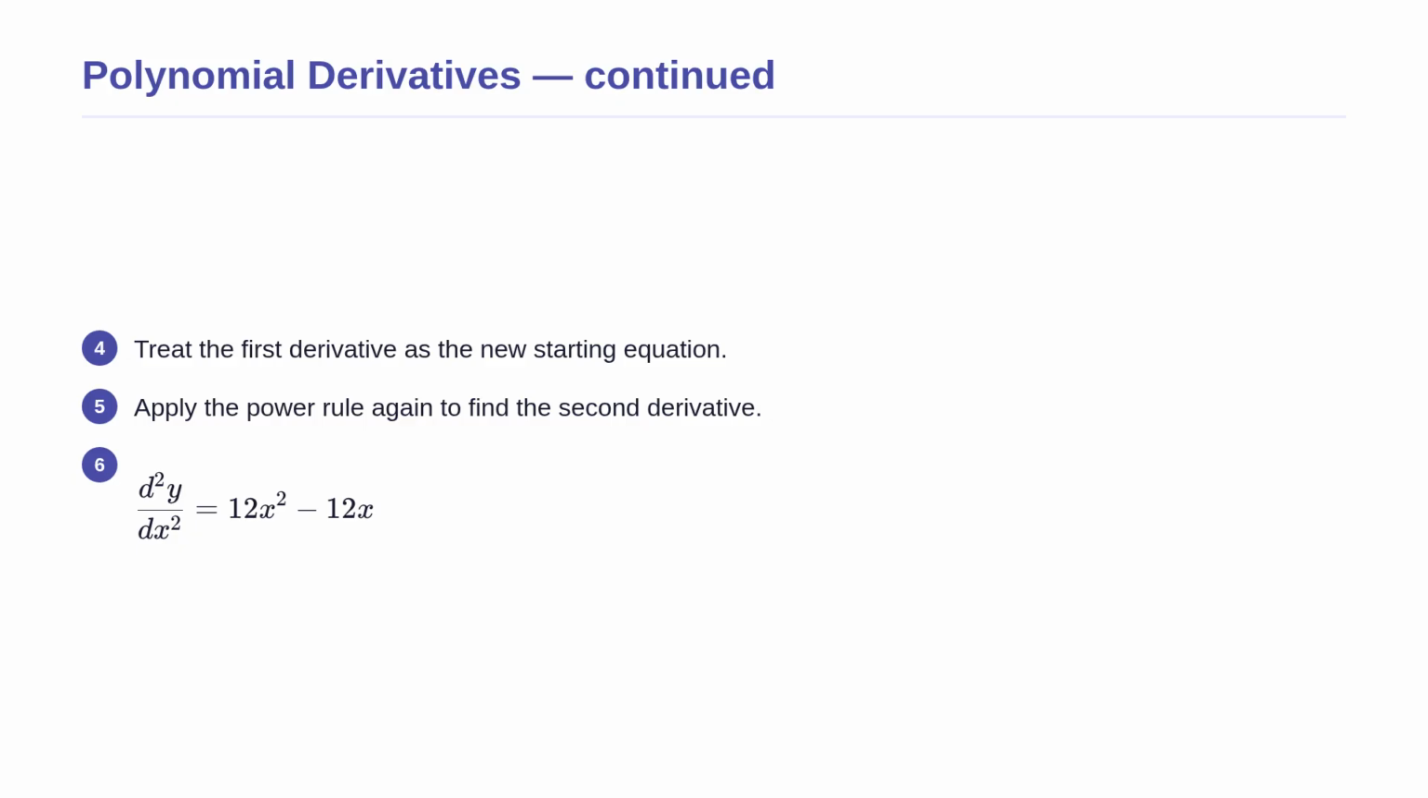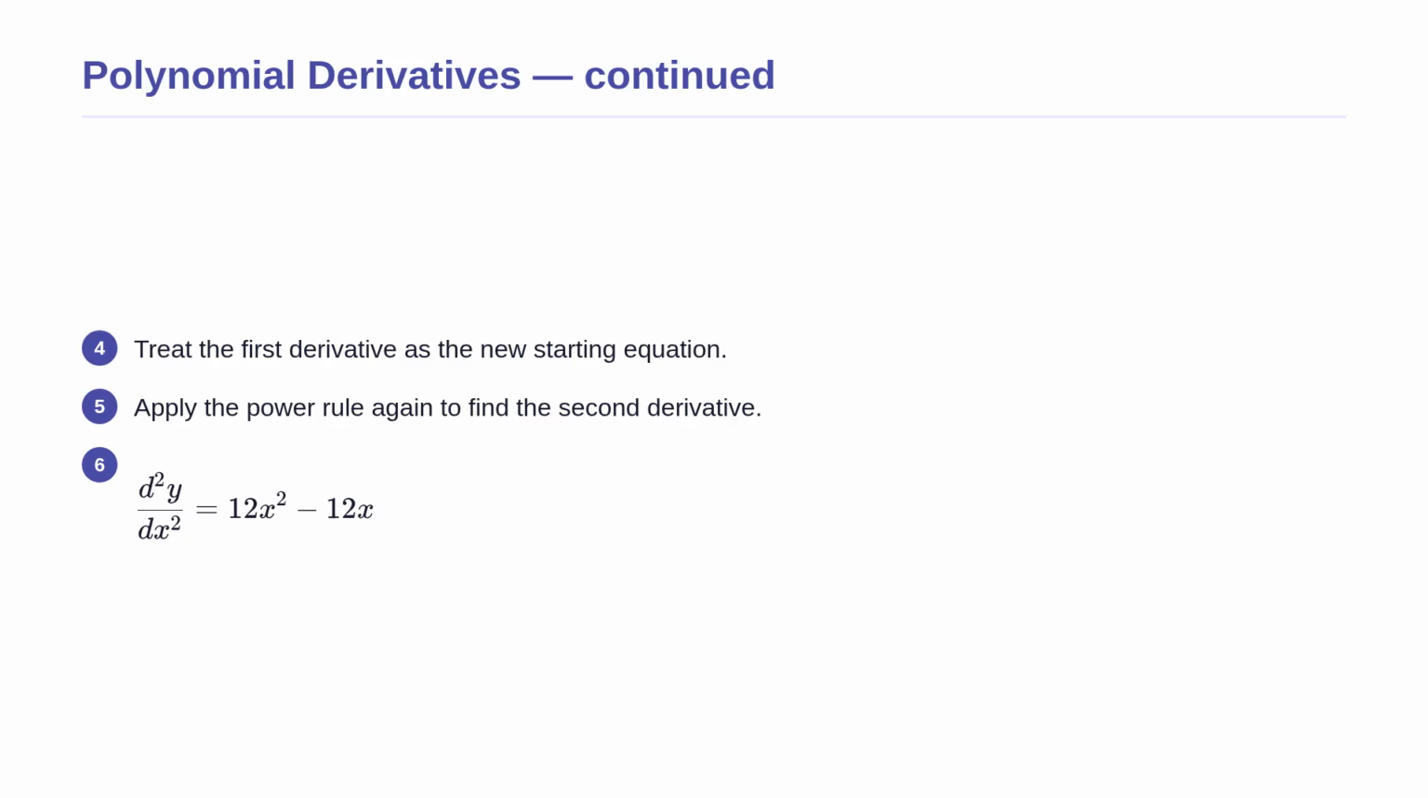Continuing from our first derivative, we now want to find the second derivative. To do this, we treat our new equation, 4x cubed minus 6x squared plus 5, as our starting point and apply the power rule again. The 3 multiplies the 4 to give 12x squared, and the 2 multiplies the negative 6 to give negative 12x. The constant 5 from the previous step has now disappeared, turning into 0.